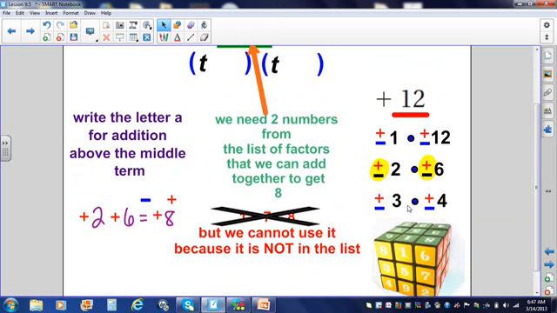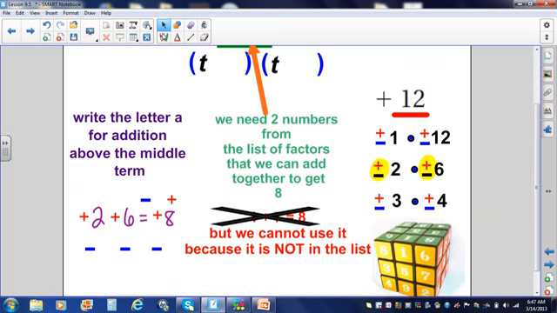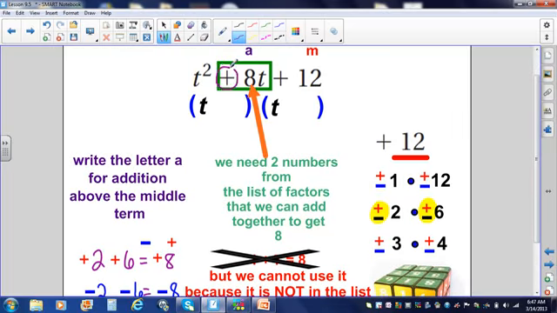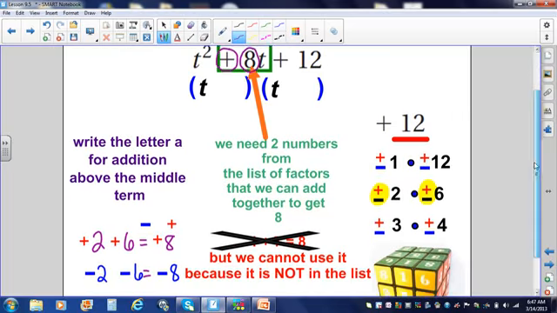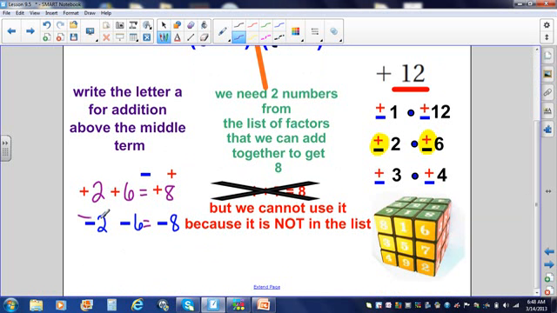But as I said, you need to be careful because some people will try a negative 2 and a negative 6. If you try the negative 2 and the negative 6, that's going to give you negative 8. Well, we need to go back up and double check. What are they asking us for? They're asking us for positive 8. So this one is not going to work because that gives me negative 8.